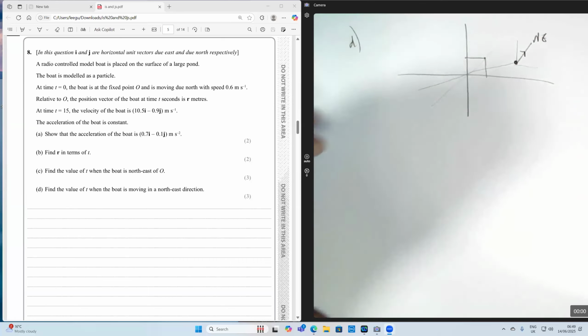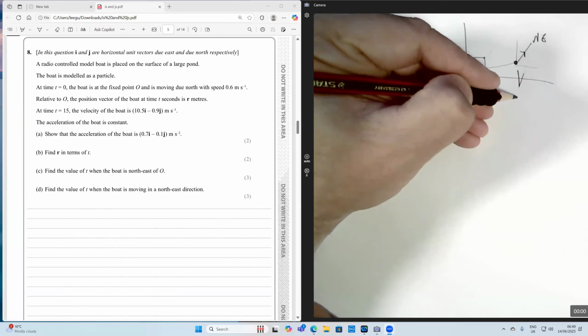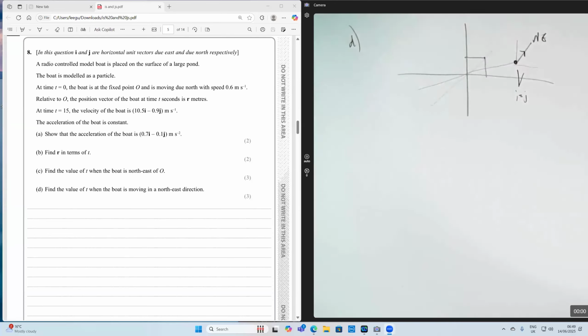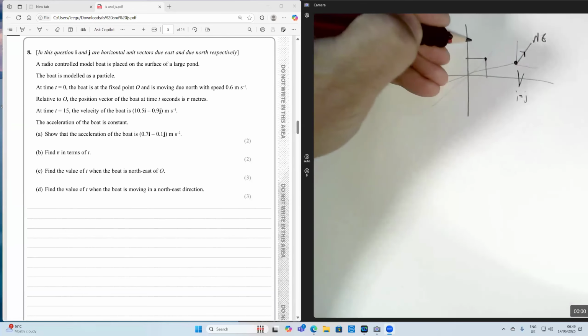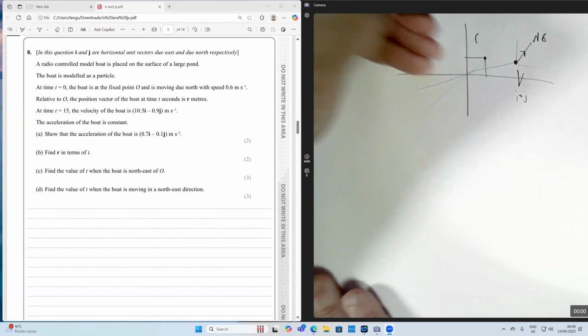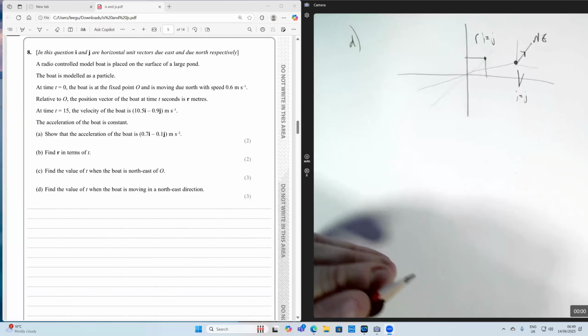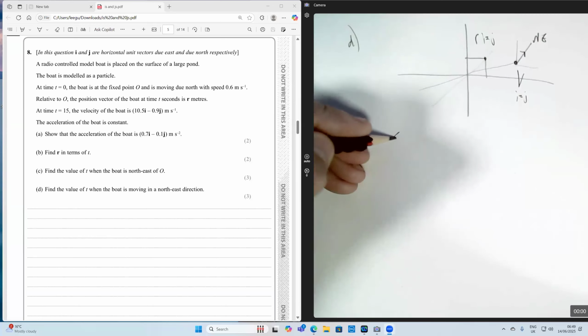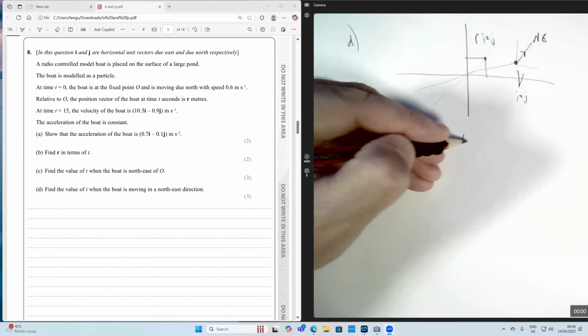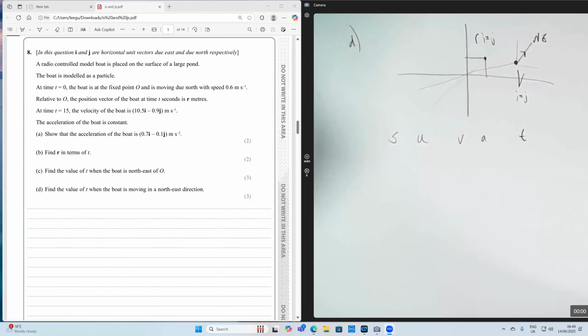So this means that we need to find an expression for v and equate our i's and j's, whereas previously we found an expression for our displacement r and we equated our i's and j's. Okay, so let's do that then. Let's write down our SUVAT. So we need to find an expression for the velocity at this time so we can equate the i's and j's of the velocity.